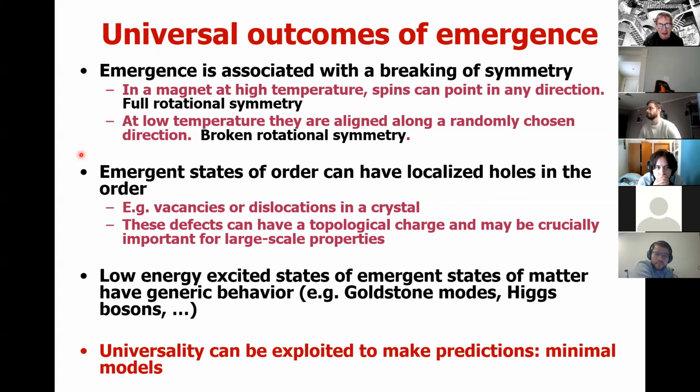So let me just recapitulate what those things are. So the universal outcomes of emergence, what we're going to see is that emergence is associated with a breaking of symmetry. So in a magnet at high temperatures, the spins can point in any direction, full rotational symmetry. As you go down to low temperatures, that rotational symmetry is broken. The spins will find a configuration based on the history of the system, and they'll align along some randomly chosen direction. And so we say that there is broken rotational symmetry, and we call that spontaneous symmetry breaking.